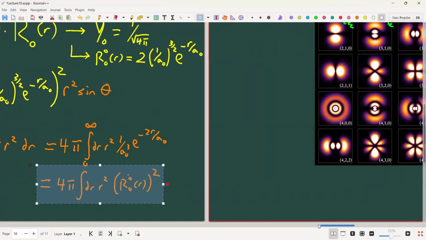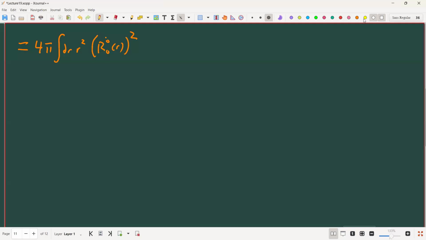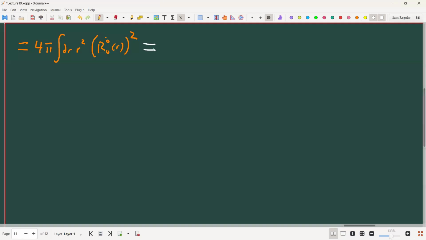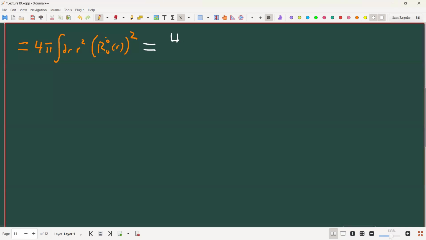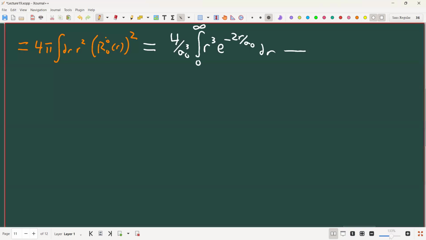Let me just take this integral and let me make one more page. We have this integral, and I can go ahead and substitute in things. This ends up being 4 over a naught cubed times the integral from 0 to infinity of r to the third times e to the minus 2r over a naught dr. I can do some u substitution here.